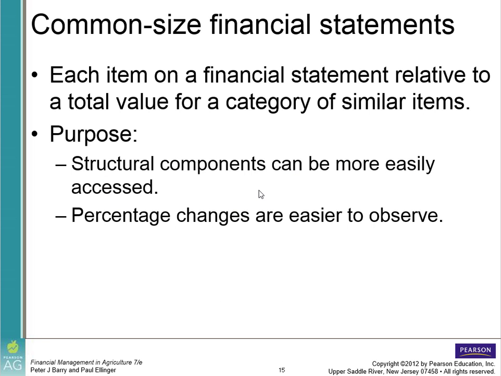So we just learned about common size financial statements, and again, each item on a financial statement is expressed relative to a total value for a category of similar items. The purpose is that structural components can be more easily assessed, and percentage changes, of course, are easier to observe.